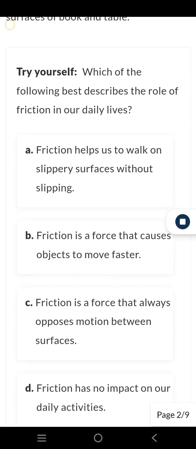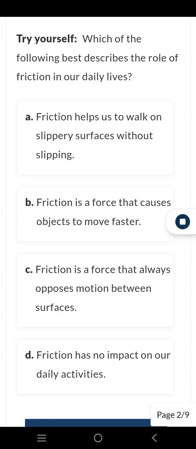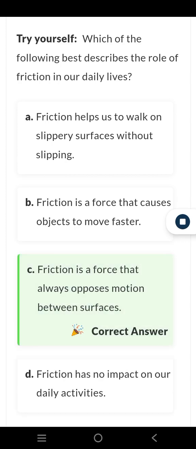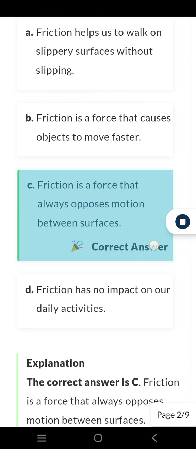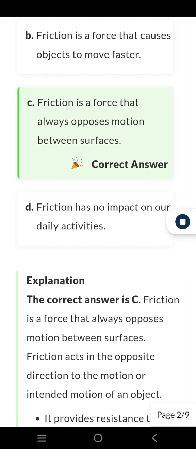Try yourself. Which of the following best describes the role of friction in our daily lives? A. Friction helps us to walk on slippery surfaces without slipping. B. Friction is a force that causes objects to move faster. C. Friction is a force that always opposes motion between surfaces. D. Friction has no impact on our daily activities.